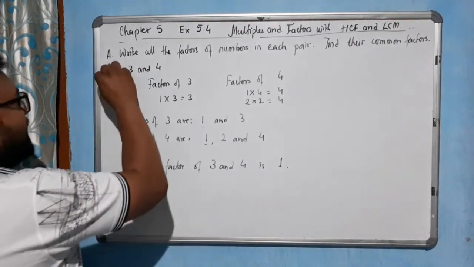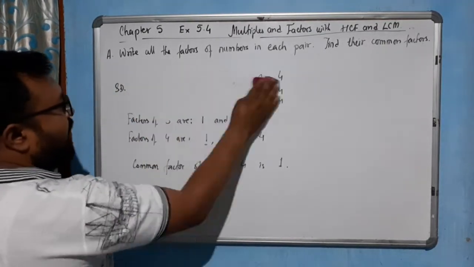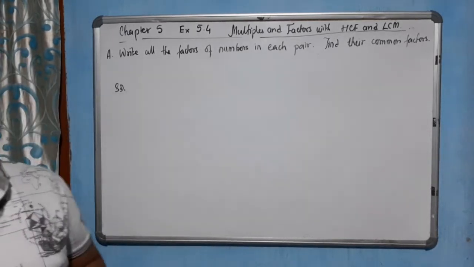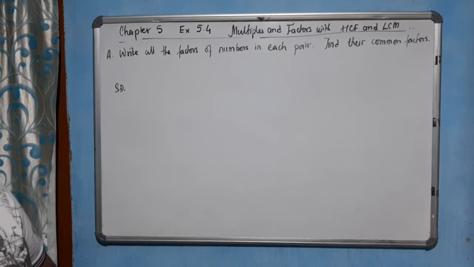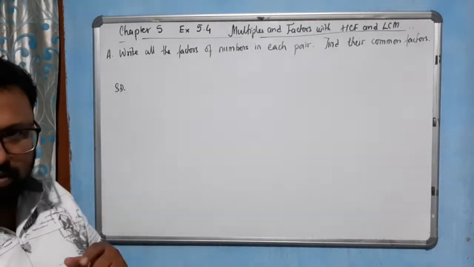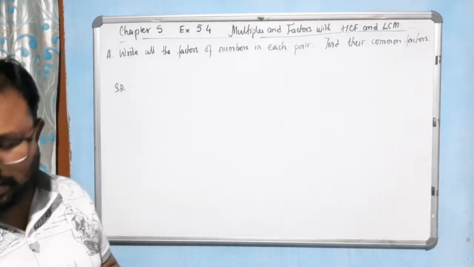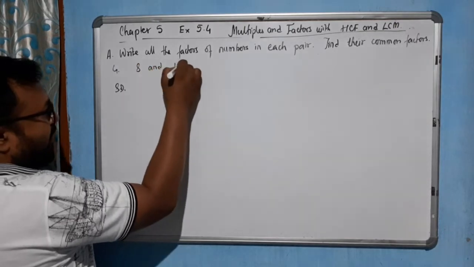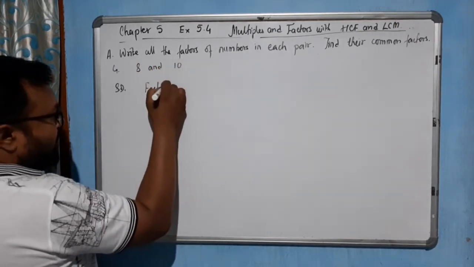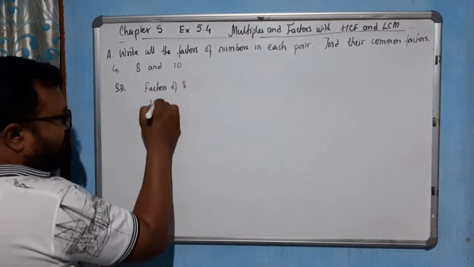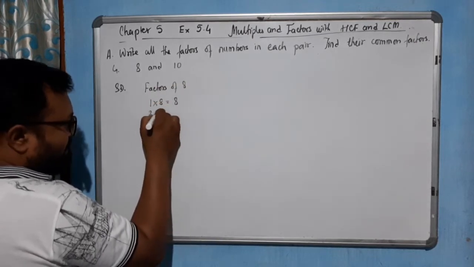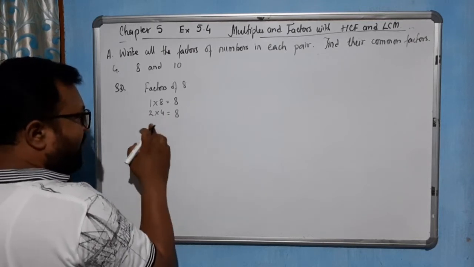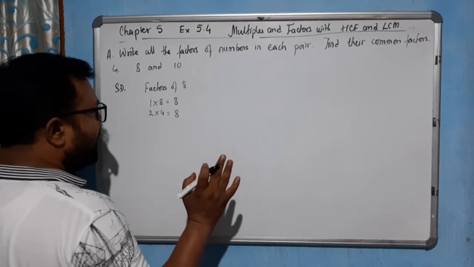Okay, let's see. Let's take 8 and 10. It is the fourth question of this exercise. 8 and 10, let's see. Factors of 8: 1 into 8 equal to 8, 2 into 4 equal to 8, then 4 into 2 equal to 8. So up to here is okay.